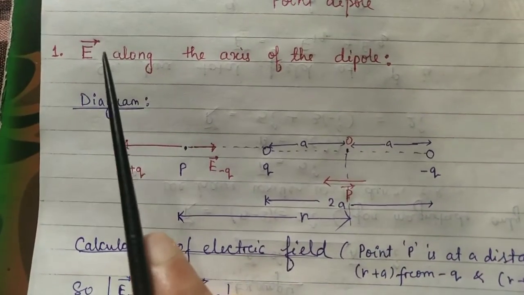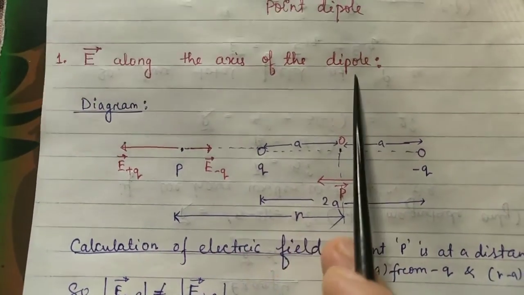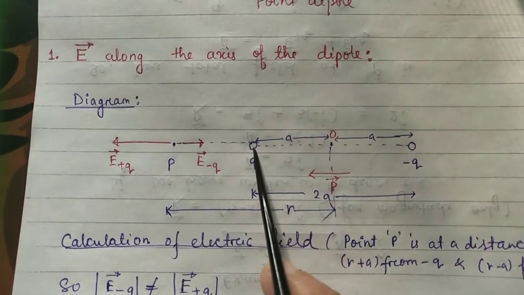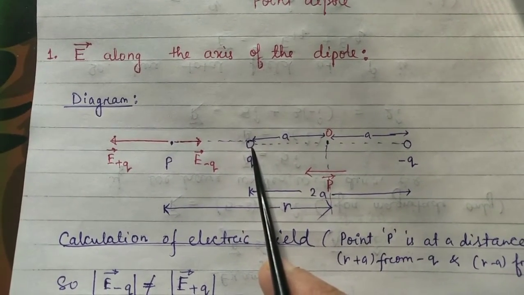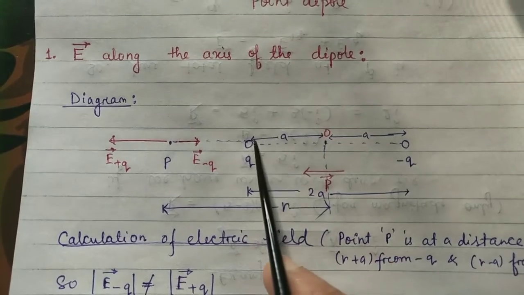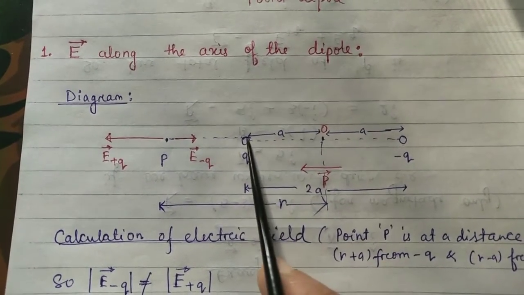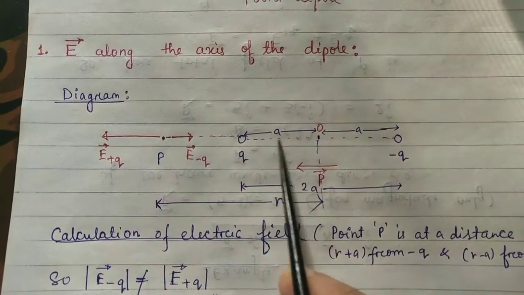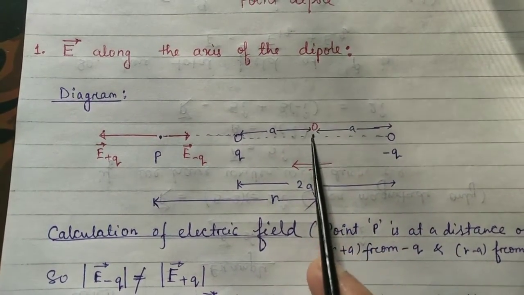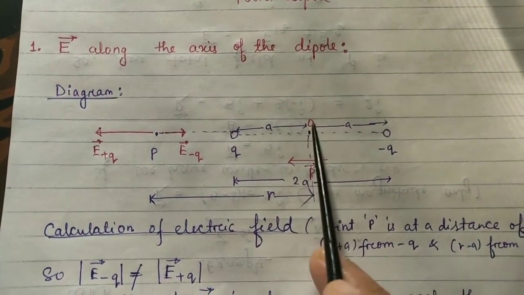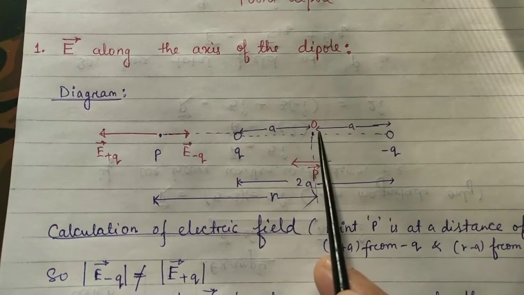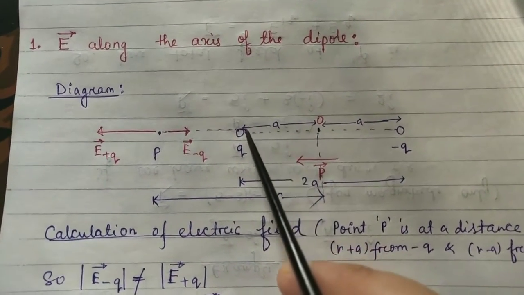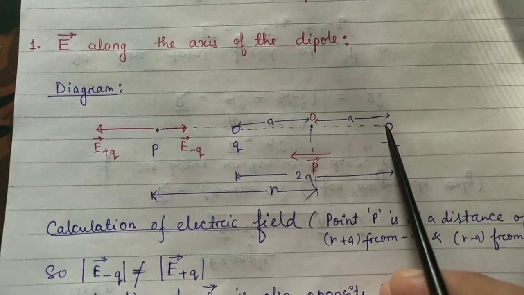Let us calculate the electric field along the axis of the dipole. Hope you understand the term axis. Axis of a cylinder, axis of a cone. If we join the two charges by a single line, this is called the axis. And if we divide it exactly into two parts, that means the perpendicular bisector. So the axis is along the line joining the two charges.